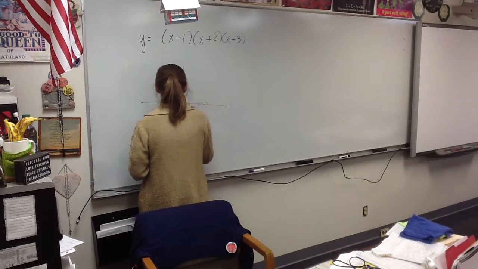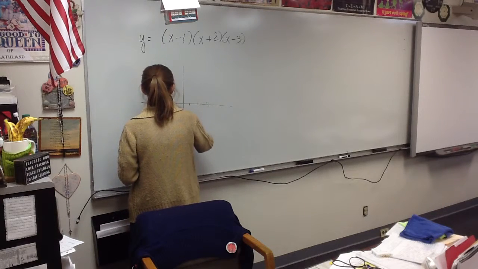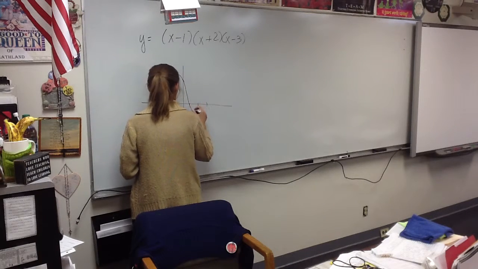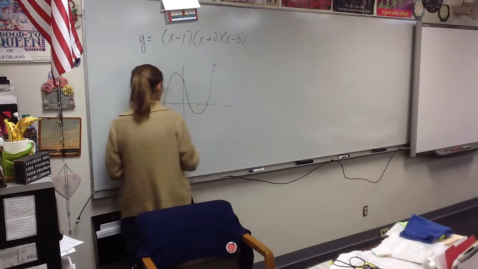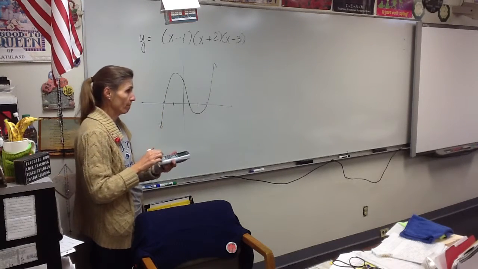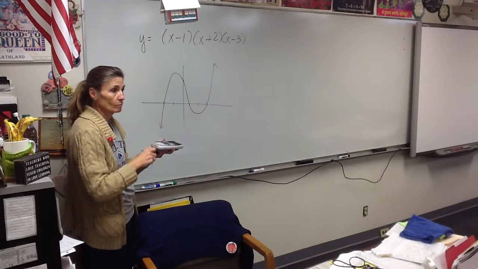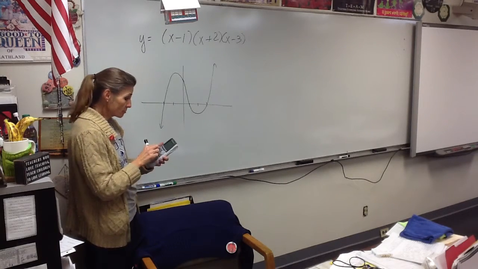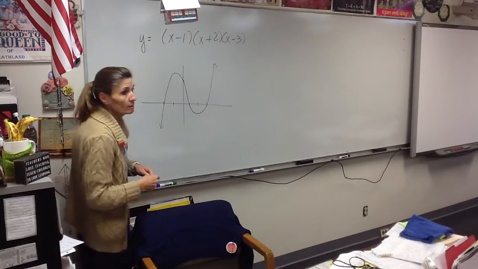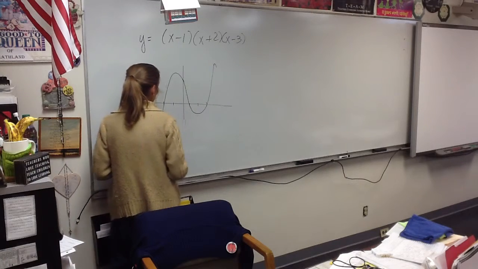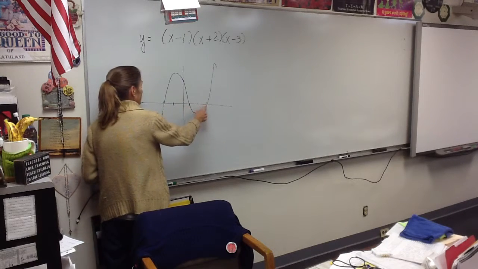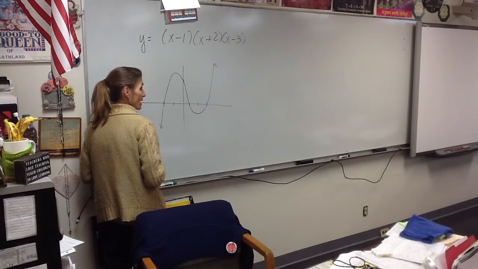And did you get something that looks like this? Okay, interestingly enough, look where it crosses the x-axis. 2 points. 1, 2, 3. Look at the points. What's this? -2. 1, 3. Anything coincidental about that?